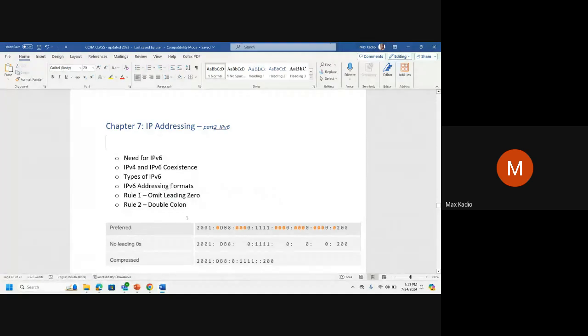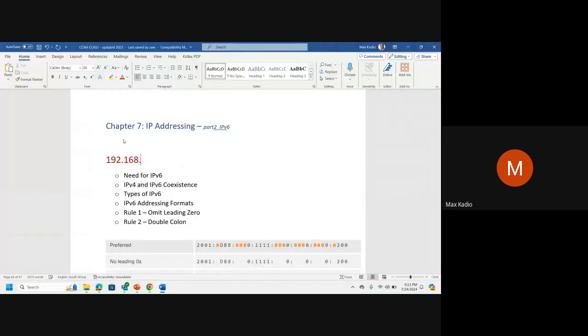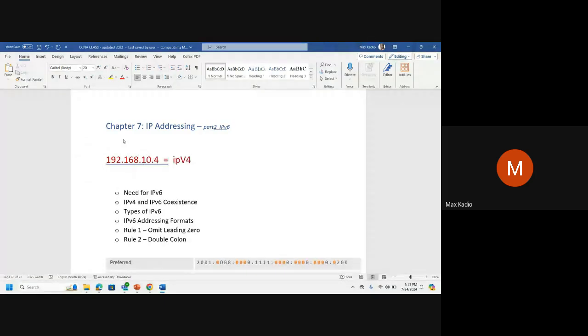In this picture, the first line is an example of an IPv6 address. It's 8 blocks. For IPv4, it was 4 blocks, something like 192.168.10.4. This one is IPv4. And for IPv6, it's something like what we see down here.